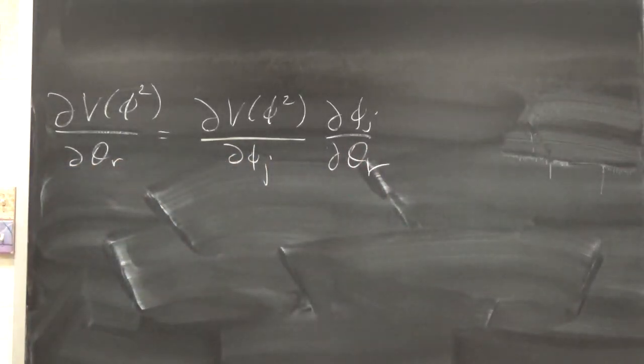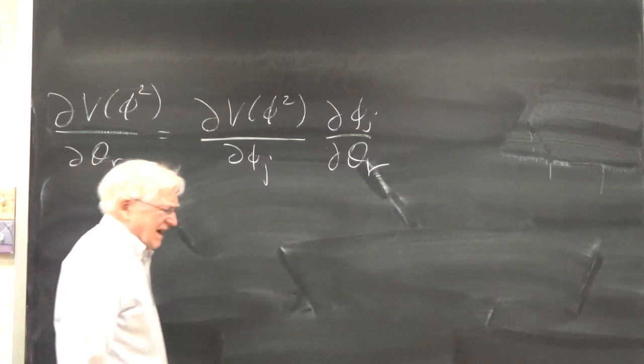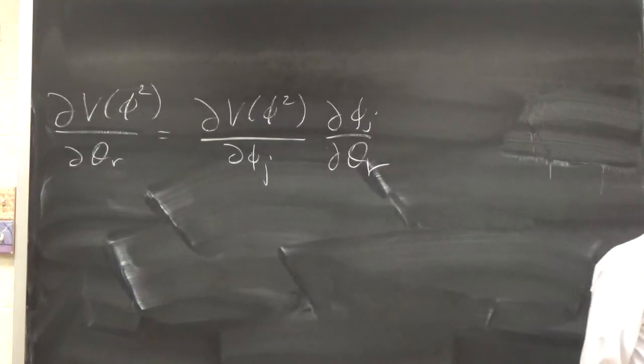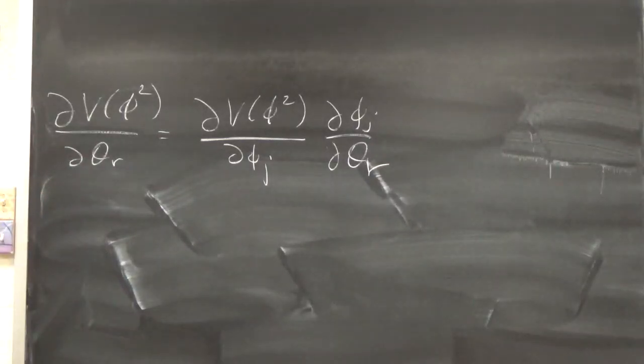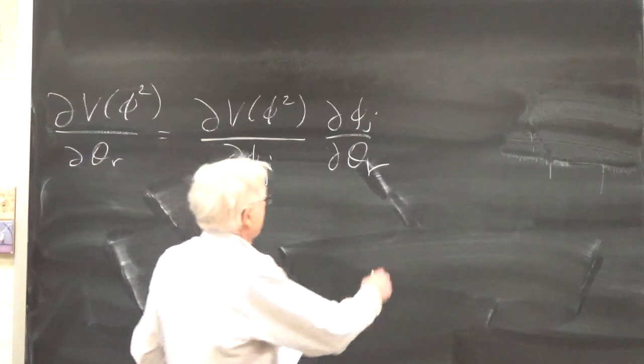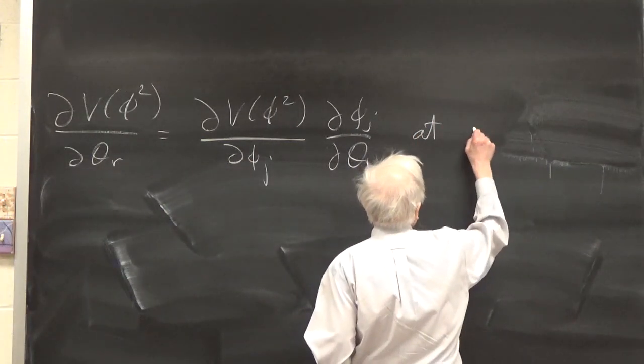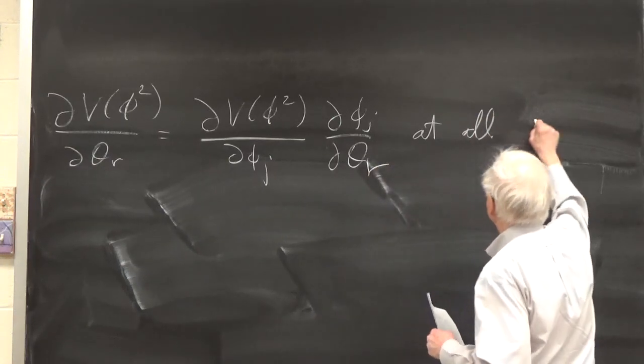So let's consider changing the fields a little bit. We have parameters theta r, and in this case, if it's O(N), I think there are N(N-1)/2 parameters. Does that sound right? Anyway, it's of that order. Real parameters that we're talking about, and these derivatives are 0 at all values of the fields.